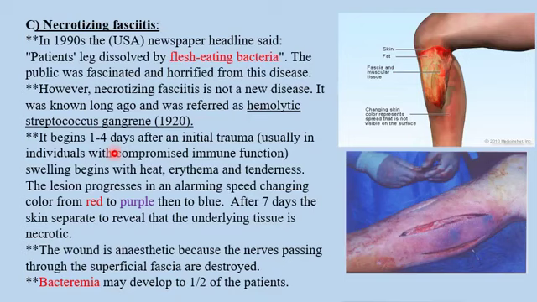The color changes: the red color we mentioned will change from red to purple and then to blue. As we can see in the picture, we have the red and we have the blue color on the skin. After 7 days, the skin separates. What happens is that the skin itself is removed, separating to show that the underlying tissue is necrotic. That part will be black in color. Maybe this picture is not very severe; I will show you a picture later where the flesh changes color to black, meaning necrosis has happened.